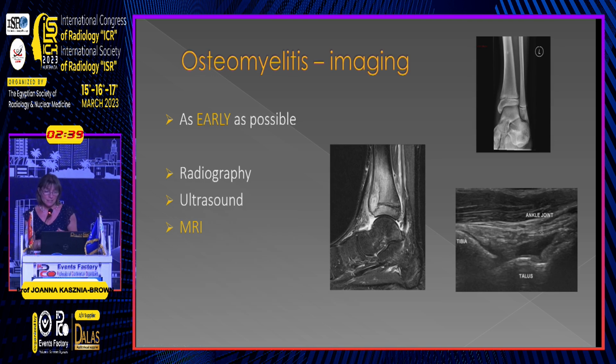So osteomyelitis with the imaging, what's new? The new is that we need to know now that we need to act very, very early, because our pathology study shows that the destruction of the bone and the joints is progressing very, very quickly in children. So we have a radiography, ultrasound and MRI. Radiography, yes, we do it to visualize the bones, but we may not be able to visualize at the early stages. So ultrasound and MRI are preferred techniques.